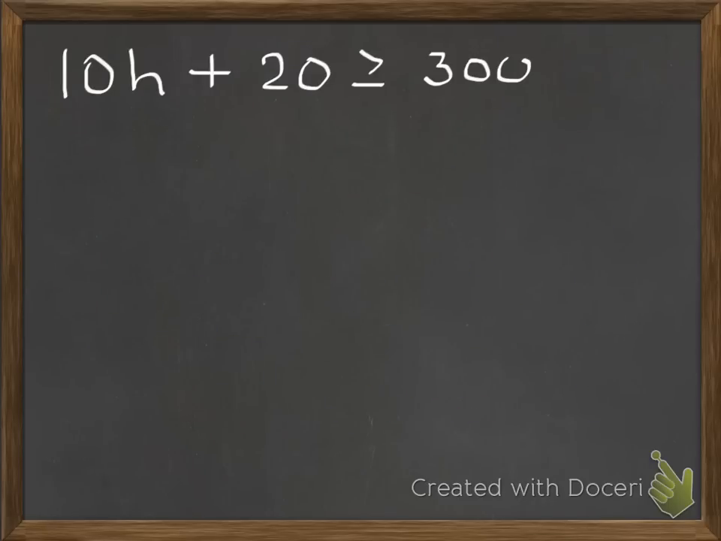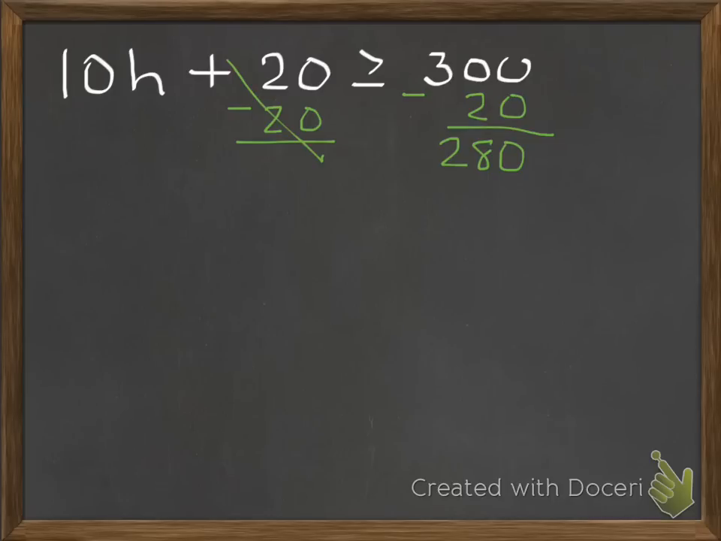Okay, so on this page, we see 10h plus 20 is greater than or equal to 300. From here, we're going to first address this addition or subtraction. In this case, it's addition, so we're going to subtract 20 from both sides. And in your brain, that makes sense, because if you need to get to 300 and you already have $20, then you're going to take $20 off of that total that you need to work for. So now you have $280 here.